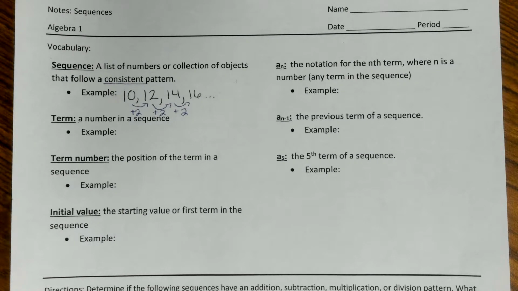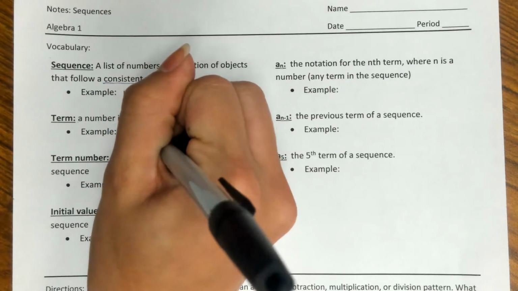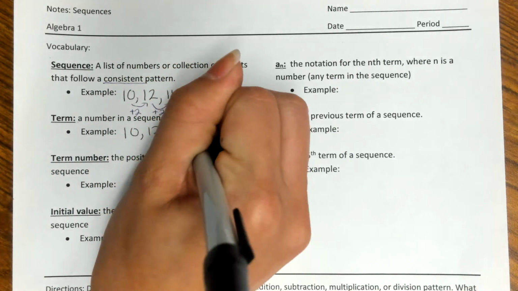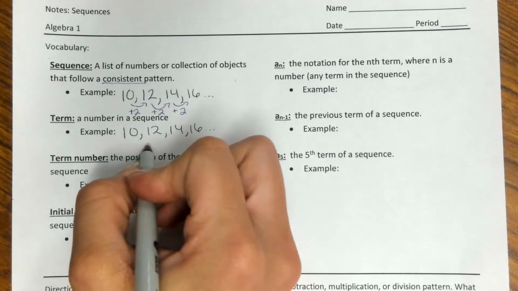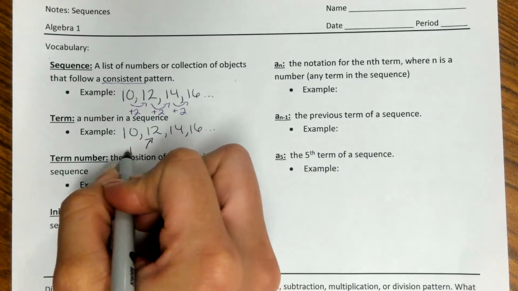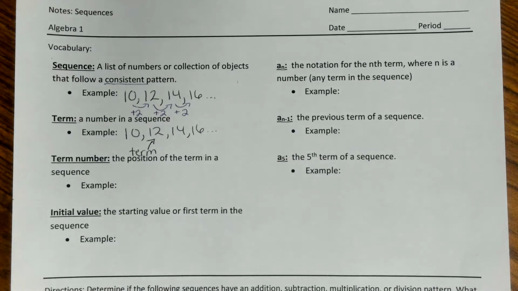The next vocabulary term is term, which is a number in a sequence. So we have 10, 12, 14, 16. That is our sequence. Any number in that sequence can be a term. So 12 is a term, 14 is a term, 16 is a term. Any number in that sequence is a term.